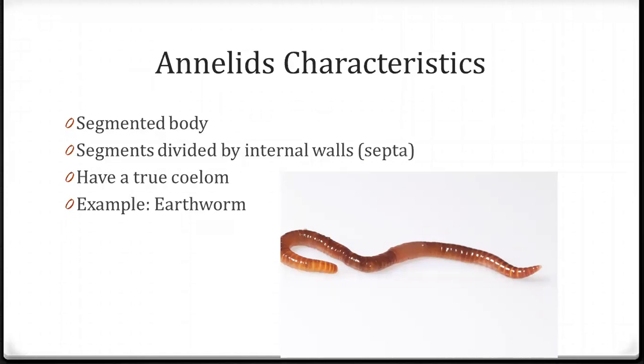Okay, so this will be the last one for today. Annelid characteristics, they have a segmented body. Segments are divided by internal walls called septa. They have a true coelom, and the example is an earthworm.